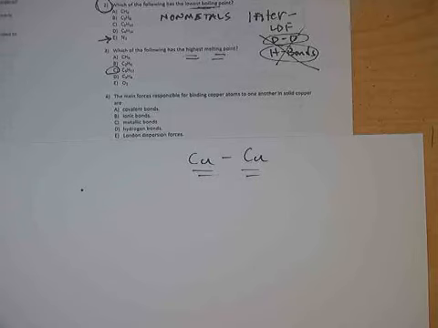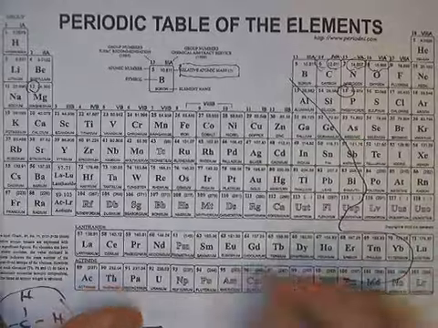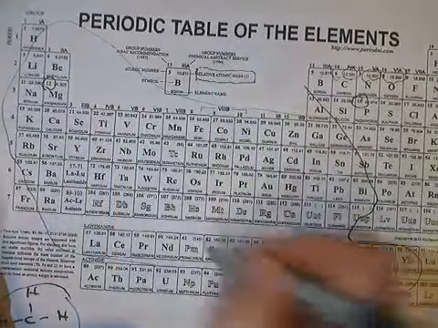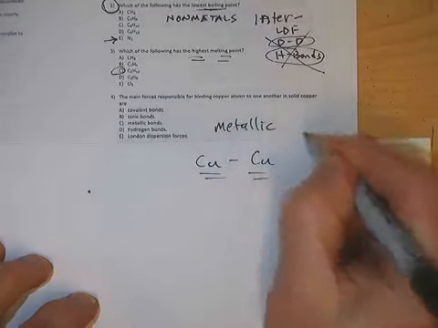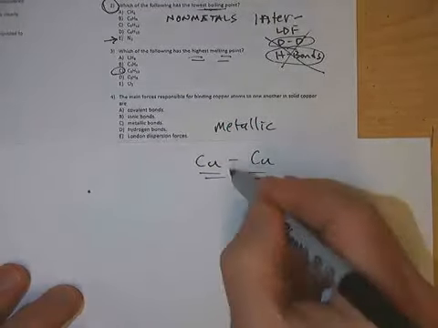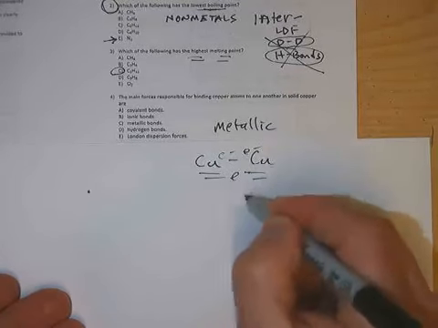So you need to look on your periodic table and ask what kind of substance is copper? Transition. A metal. Hopefully you said that copper's a metal, and metals, remember, are on this side of the periodic table all over here, not including hydrogen. And metals are held together by what are called metallic bonds.